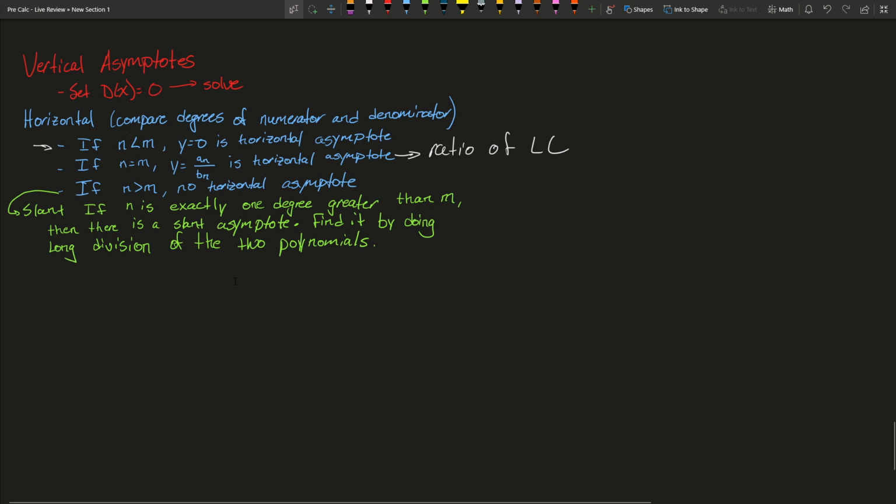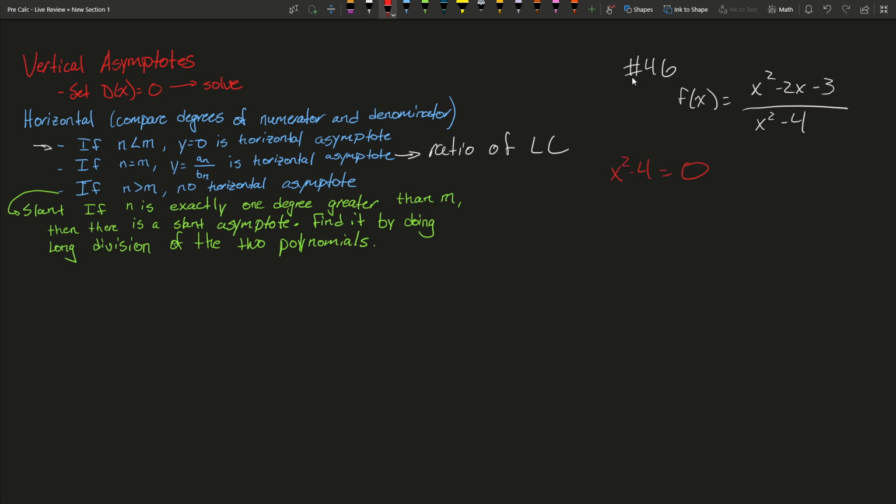So as another example, we'll do number 46. So again, set the denominator equal to 0. You can do that one of two ways. You can factor it, or you can use algebra. I'm going to factor it because it gets both values very easily.